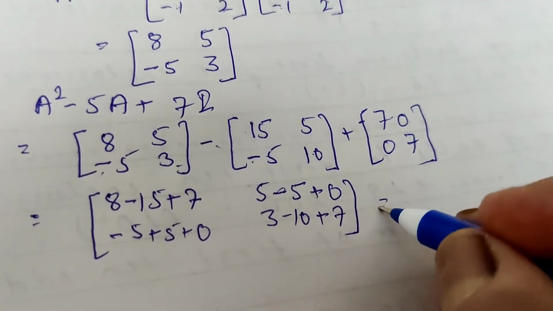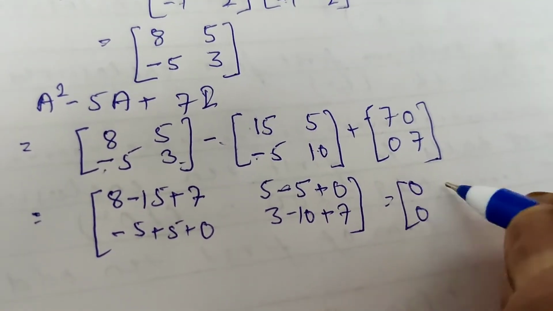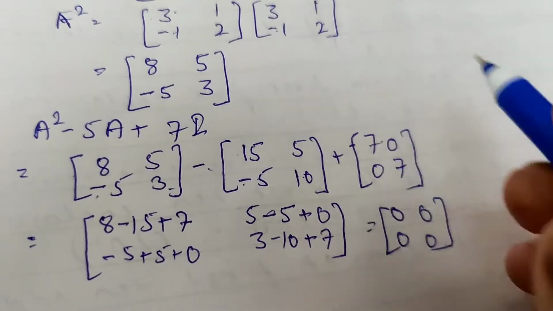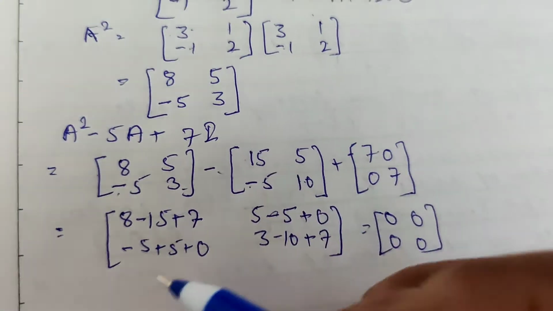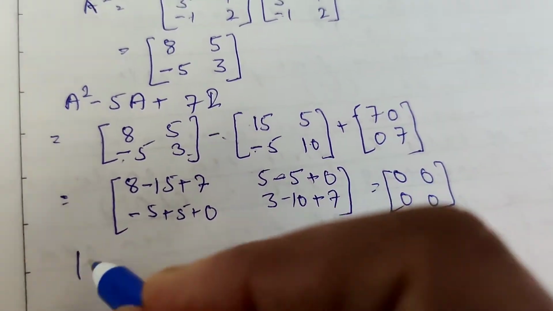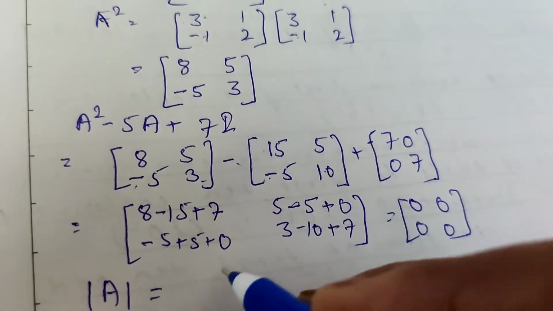This will all equal to 0. 0, 0, 0, 0. Hence proved equal to 0. And find A inverse. For finding A inverse, first we have to find the determinant of A.